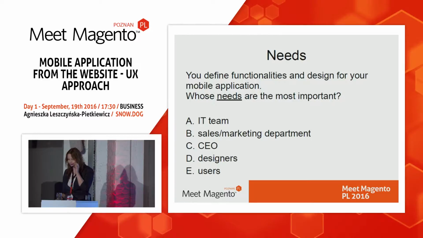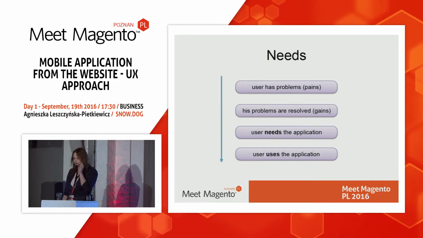Yeah, I mean, it's obvious, but some people forget about it. If you focus on the needs of every other team, like IT, CEO, designers, marketing, sales, you will create a bunch of different functionalities and designs which actually don't fit the most important person in the world for your application, so the user. This is obvious.